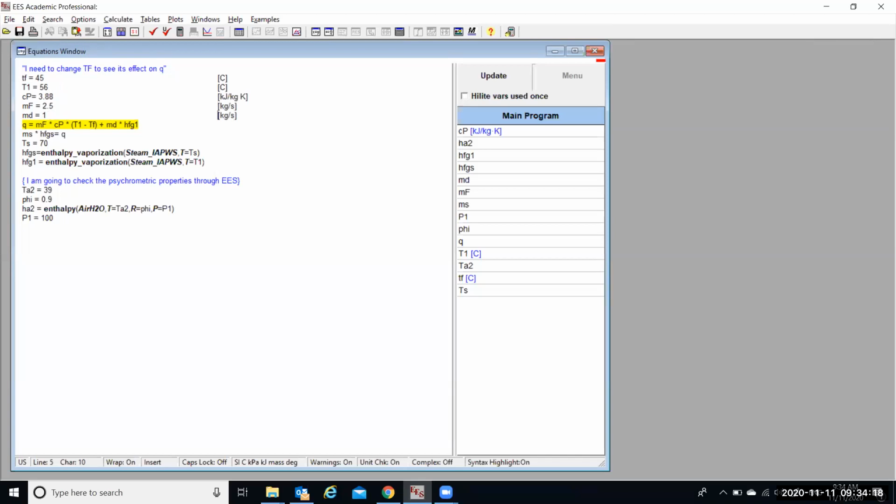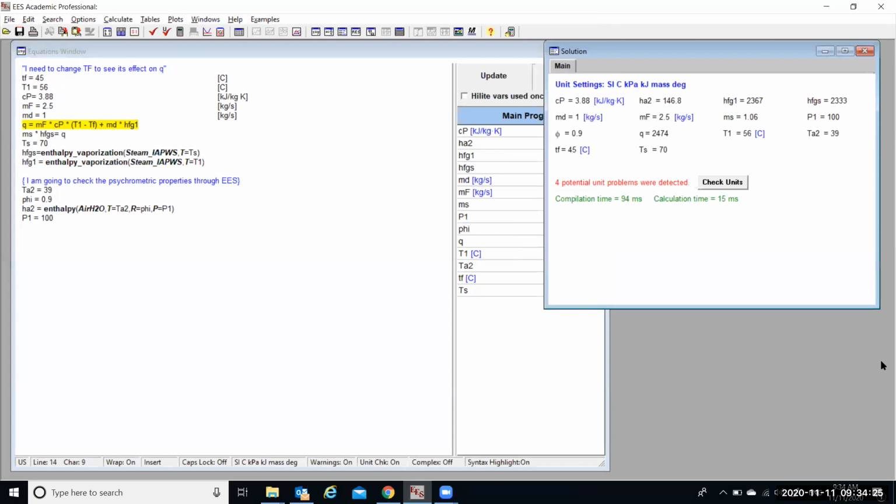These are some of the features that are not very essential in the program, but they are very good additions, as you can see here. And each thing I write here, the units will be given. The warning here is that 4 potential unit problems were detected. This is basically because I did not put the units for every one of them. If you do it, probably this warning is going to disappear.